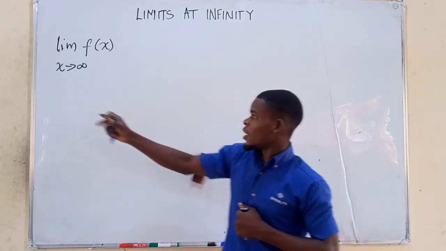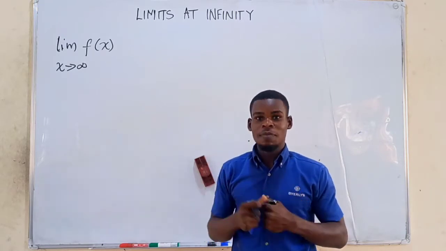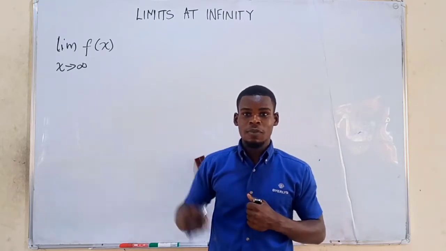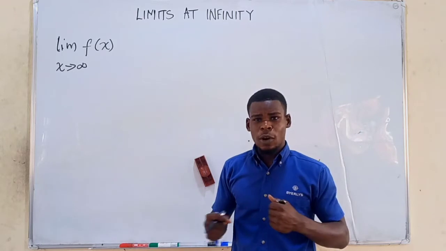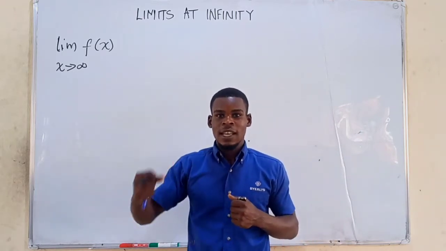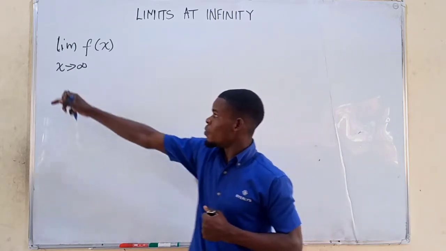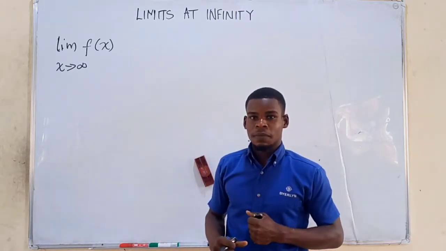That is, as our input approaches infinity, that means as our input increases without bound. So you can talk about all real numbers, you say 1, 2, 3, 4, to 100, to 1000, and increase beyond that without bounds. So that's what we mean by as x approaches infinity.